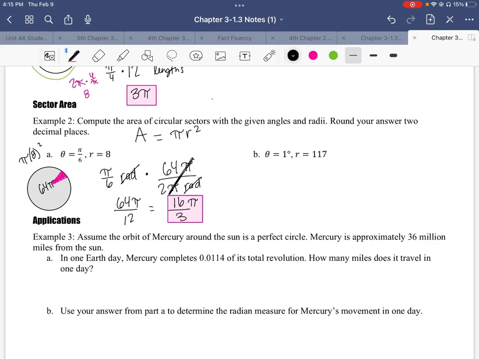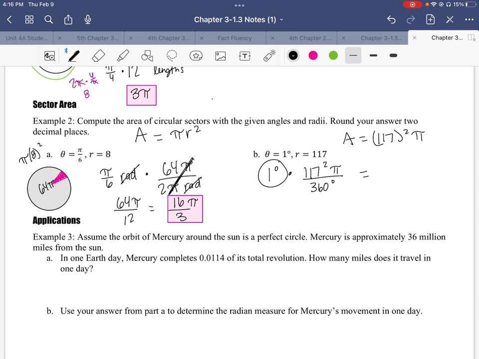And then we can do the same thing for this one. So 1 degree is just a teeny tiny amount of this circle, but that's a huge circle if it has a radius of 117, right? So we're going to do the same thing. We start with degrees this time, though. Remember, the area of this one's going to be 117 squared times pi. We need degrees on the bottom now, so we use the entire degrees of a circle. And on the top, we want this 117 squared times pi.